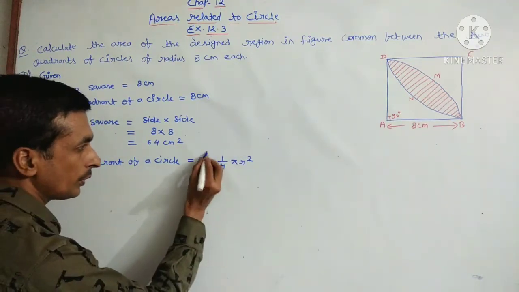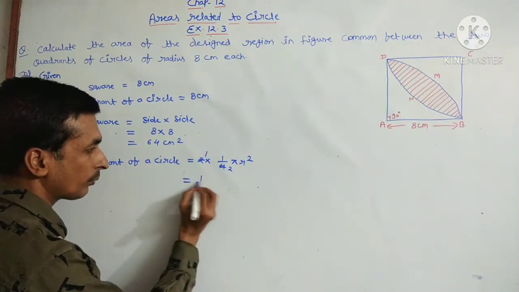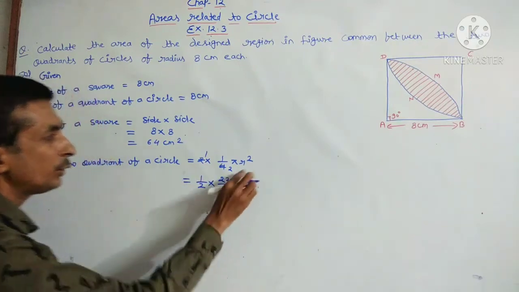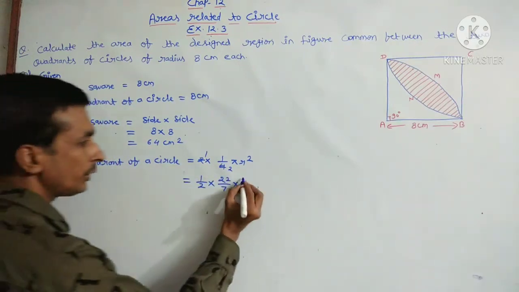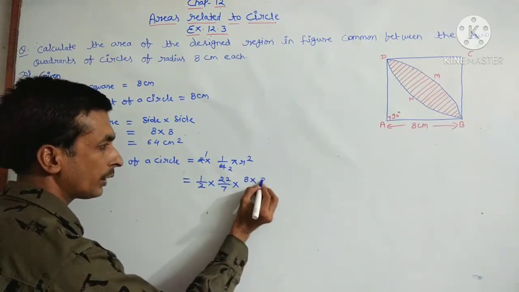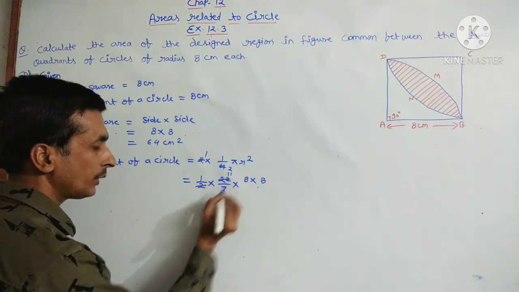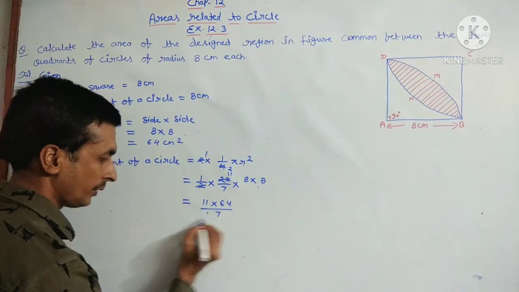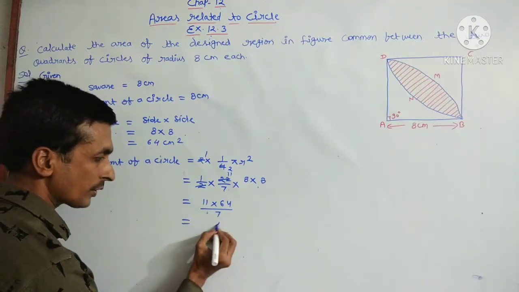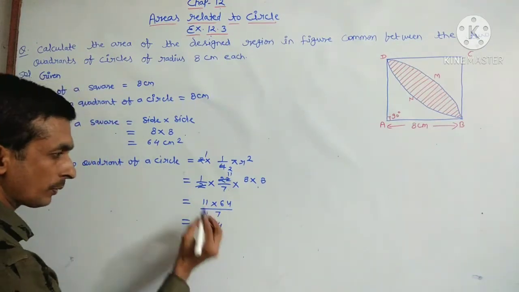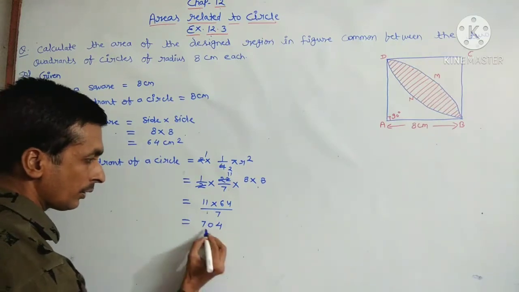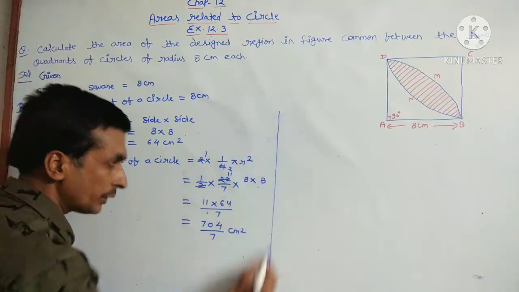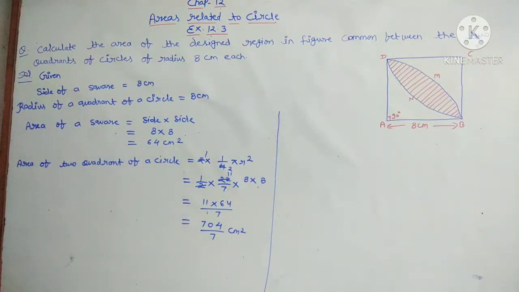Here 2 ones are 2, 2 twos are 4, so 1 upon 2 into pi. Pi means 22 upon 7, and the value of r here is 8. 8 into 8, and divide by this one, 11. So 11 into 64 upon 7, which gives 704. This one is centimeter square. So these two things are completed.